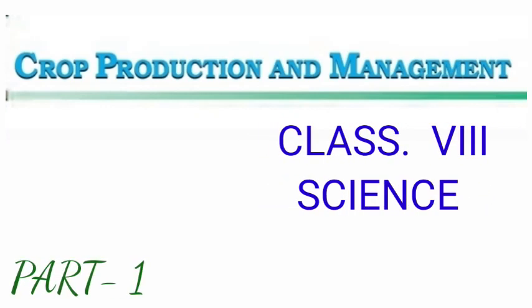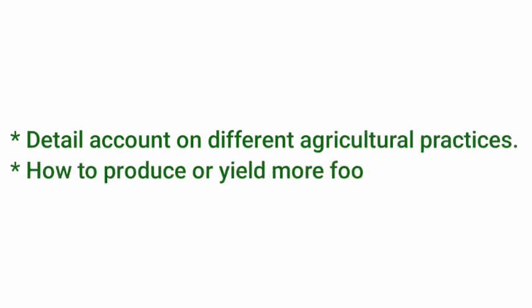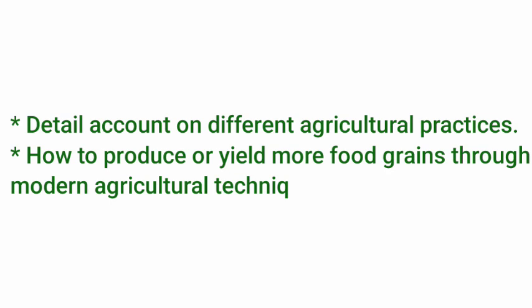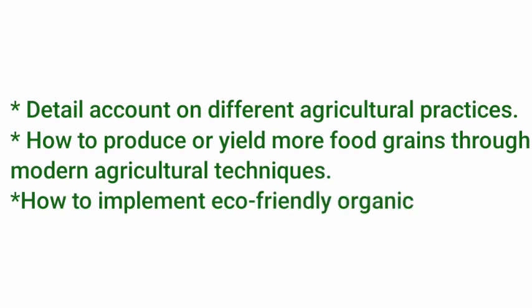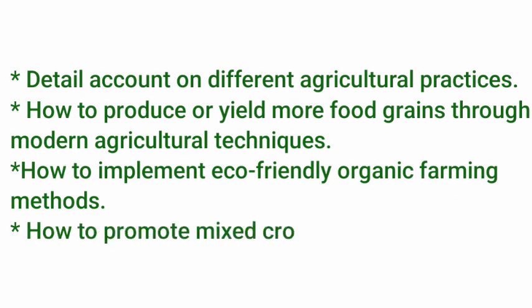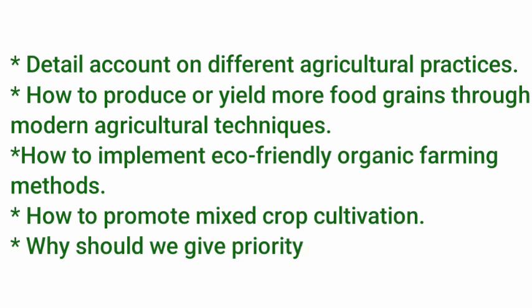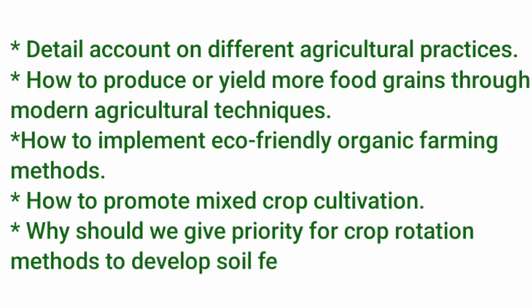Crop Production and Management, Class 8th Science, Part 1. In this lesson, we are going to learn a detailed account on different agricultural practices, how to produce or yield more food grains through modern agricultural techniques, how to implement eco-friendly organic farming methods, how to promote mixed crop cultivation, and why we should give priority to crop rotation methods to develop soil fertility.